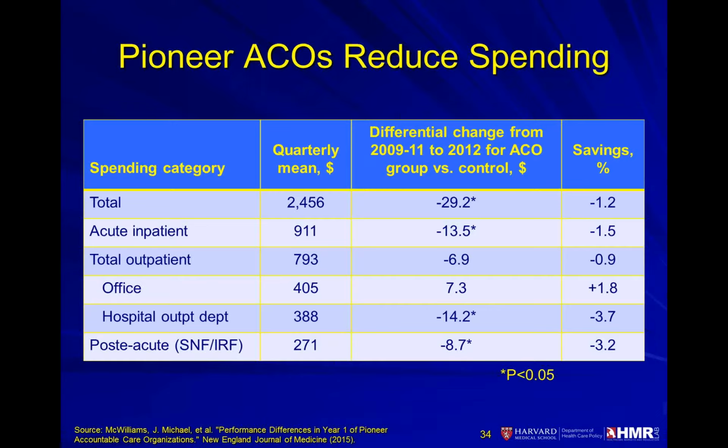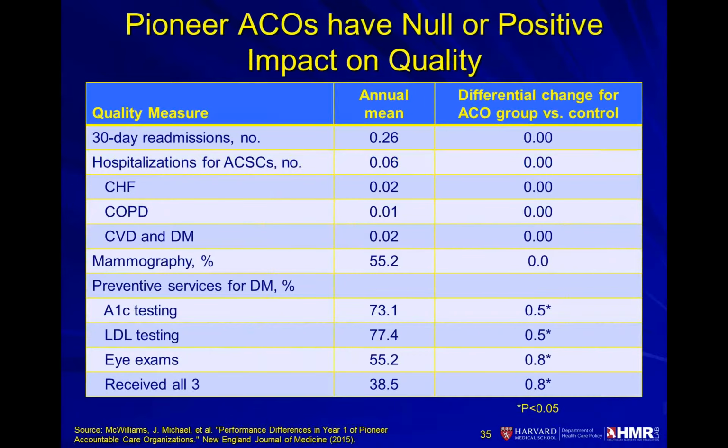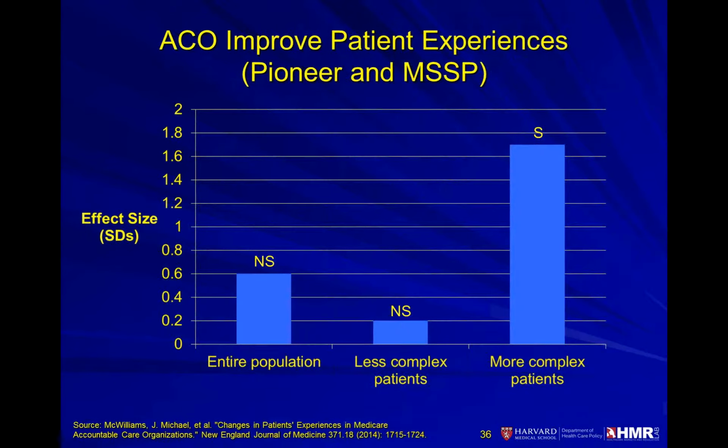People were concerned about quality. There were really no differences in many of the quality measures, chronic care services, CHF, COPD, diabetes. And for some of the preventive services, in fact, it looked like the quality got better. More people were getting eye exams. More people were getting tested for diabetes, for example. Patient satisfaction actually rose, particularly for the more complicated patients. What these organizations were doing is they were finding sick patients, they were going out, they were figuring out what services they needed, and they were trying to provide those services.